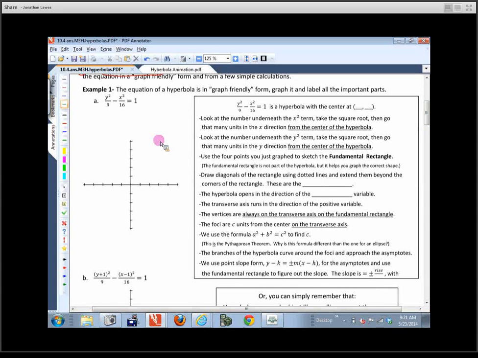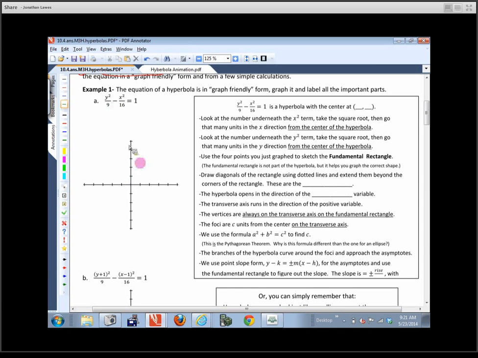The only difference between this and an ellipse is what? The minus sign. It's a minus rather than a plus. Because they have different signs, we know this has got to be an ellipse. Or sorry, got to be a hyperbola. Okay, where's the center going to be? Okay, so here's how cool this is. Act like you're graphing an ellipse. So the center is going to be 0, 0.